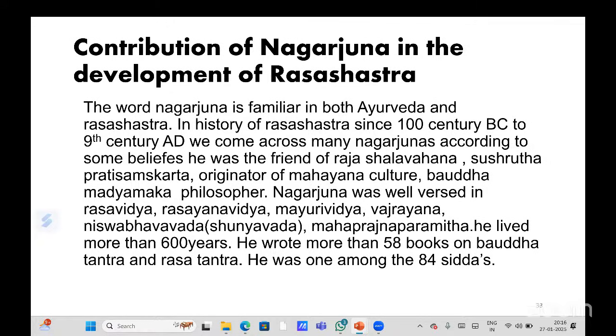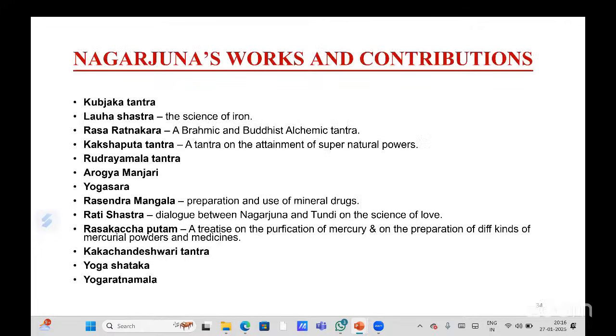Nagarjuna was well versed in Rasavidya, Rasayana Vidya, Maya Vidya, Vajrayana, and Shunyavada. He is even said to have lived more than 6,000 years. He wrote more than 58 books on Buddha Tantra and Rasa Tantra. He was one among the 84 Siddhas in Rasashastra. This is the contribution of Nagarjuna's work to Rasashastra.